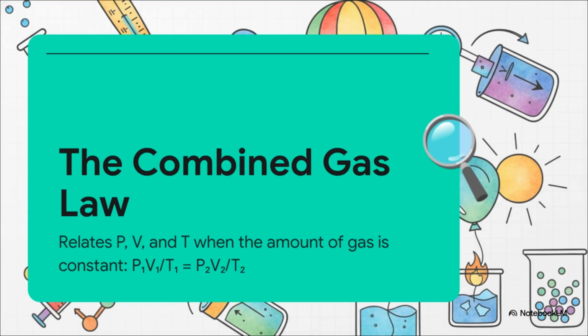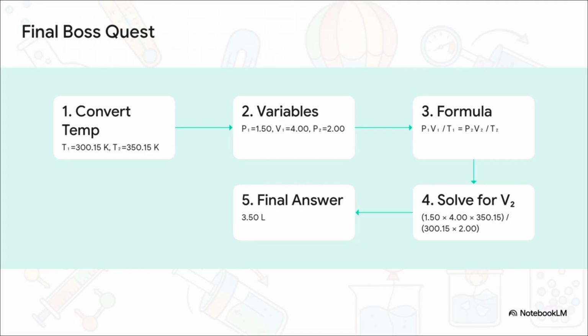This one equation, P1 V1 over T1 equals P2 V2 over T2, it holds all the power of the other three laws combined. In fact, here's a little pro tip. If one of the variables stays constant, say temperature, just cover up the T's on both sides. And what do you have left? P1 V1 equals P2 V2. It's just Boyle's law. Let's do this.